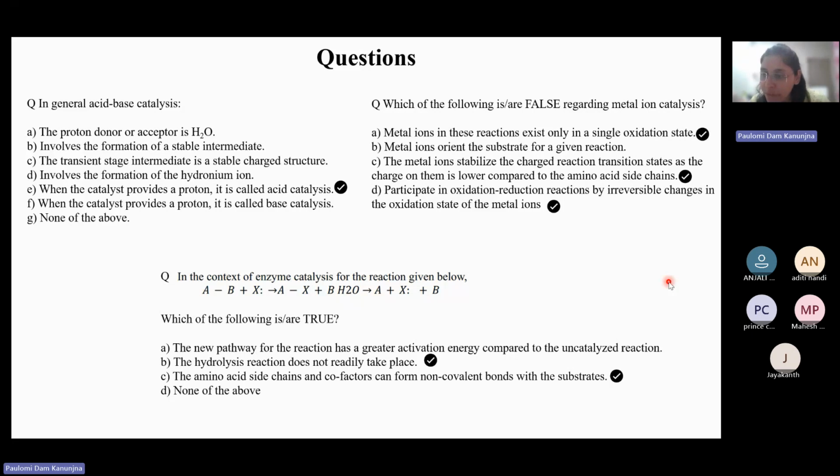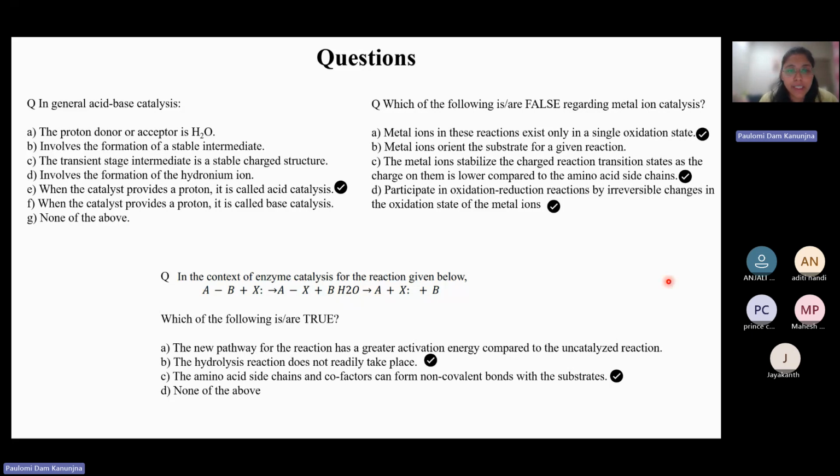I think I saw many of you write B, which is not correct. In case you haven't written it, then it's fairly fine. Next is the transient state intermediate is a stable charge structure. The second one is wrong. This is exactly why it is also wrong.